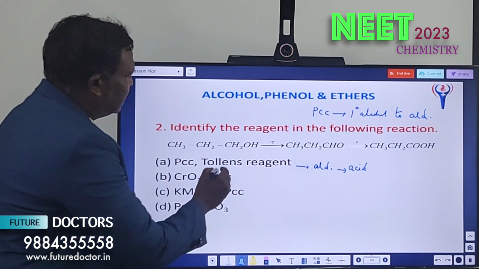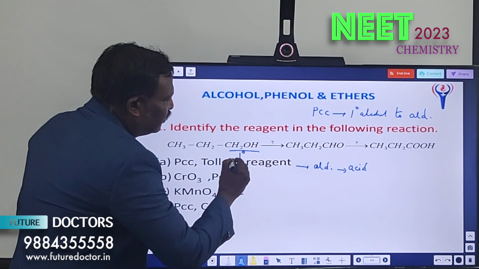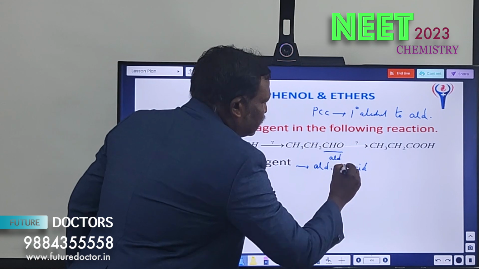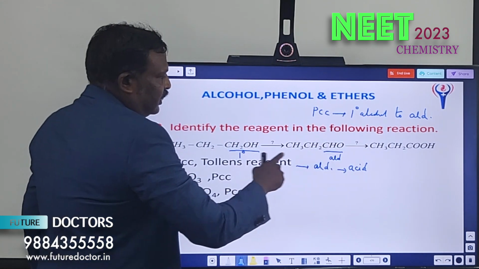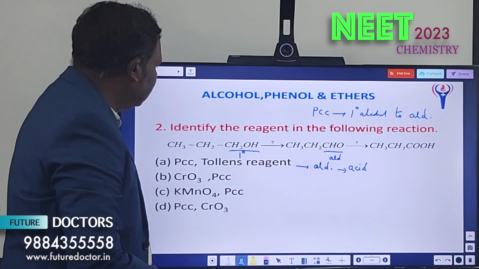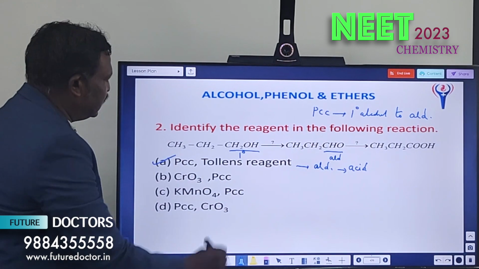Here, CH2OH is a primary alcohol, 1 degree. It becomes aldehyde. So primary alcohol into aldehyde. Which reagent is useful? Only PCC. So option A is the correct one.